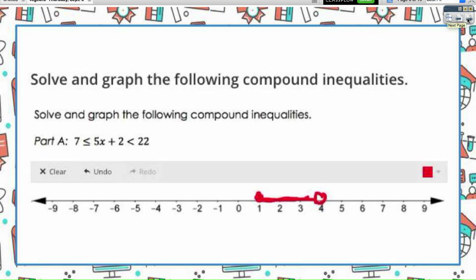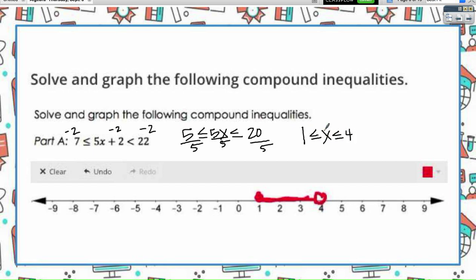All right, solve and graph the following compound inequalities. So this and statement here, I need to try and get x alone, so I would subtract 2 from each side. And have 5 is less than or equal to 5x, which is less than or equal to 20. And then to get rid of the coefficient of 5, I'm going to divide everything by 5. So I have 1 is less than or equal to x, which is less than or equal to 4.